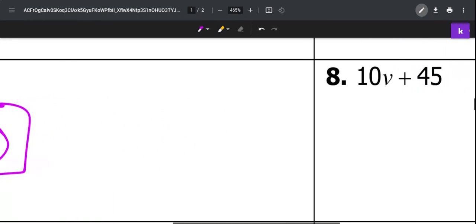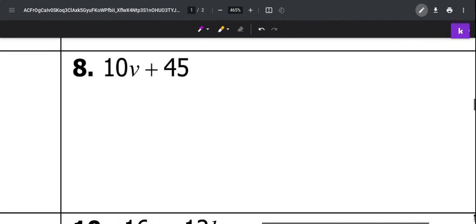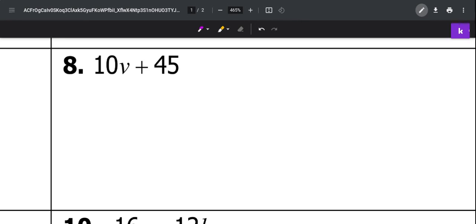I wrote it down wrong on my paper. I don't know why. All right. So then 10v plus 45. Once again, biggest common factor between 10 and 45. Let's see, this one would be 5, actually. You could divide both of these by 5, nothing bigger. So 5's on the outside.